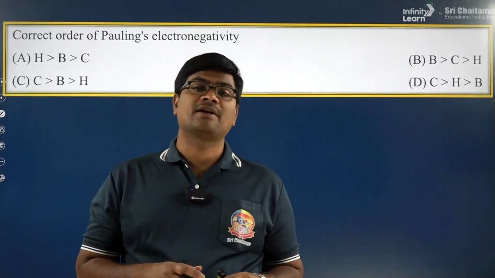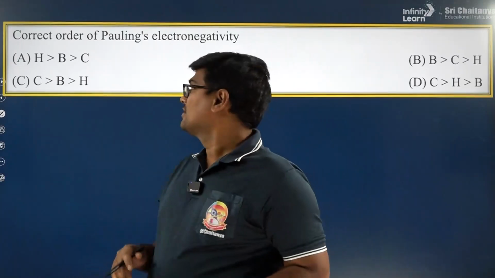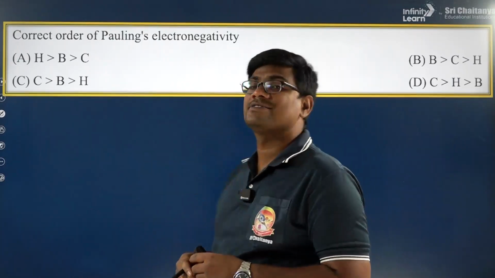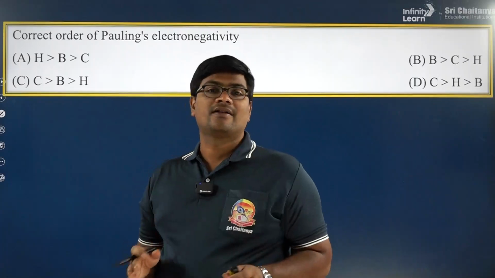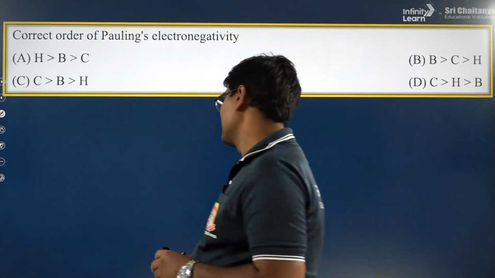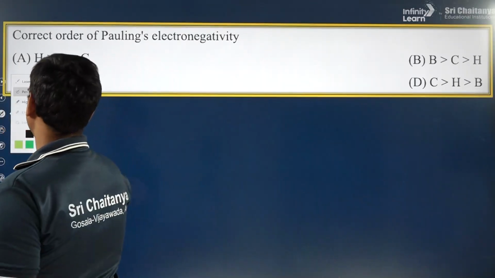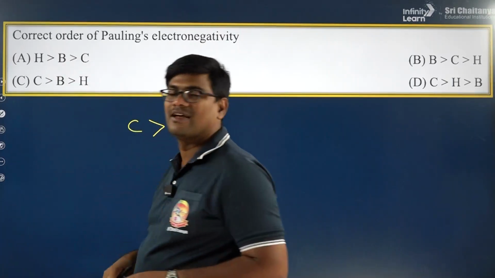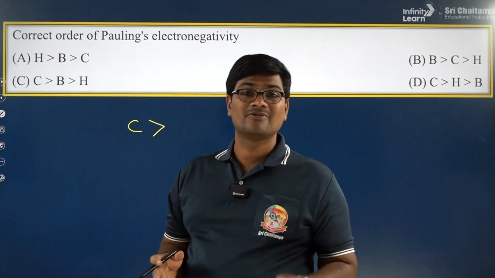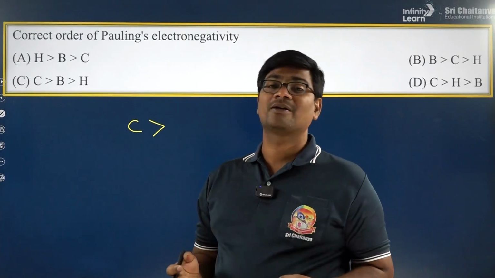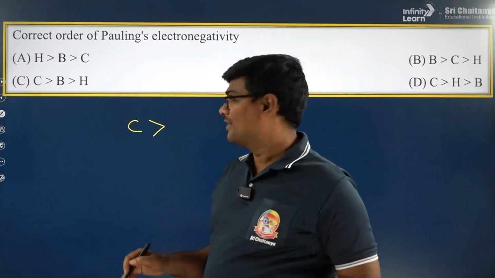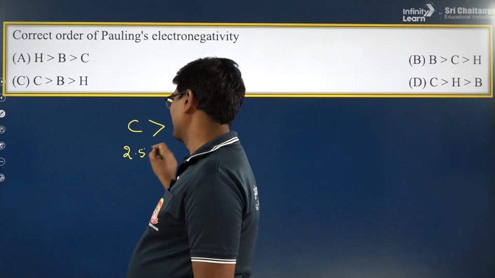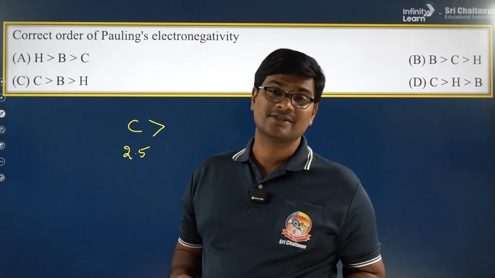Before going to the exceptions, let's see the question. They have asked the correct order of Pauling's electronegativity. They have given elements of the first and second period. We know that generally non-metals have more electronegativity. So obviously we will get carbon is having more electronegativity. But what is the value? Sometimes it is better to remember the values also. The value of carbon is approximately 2.5. After carbon, what is the next one we will get?